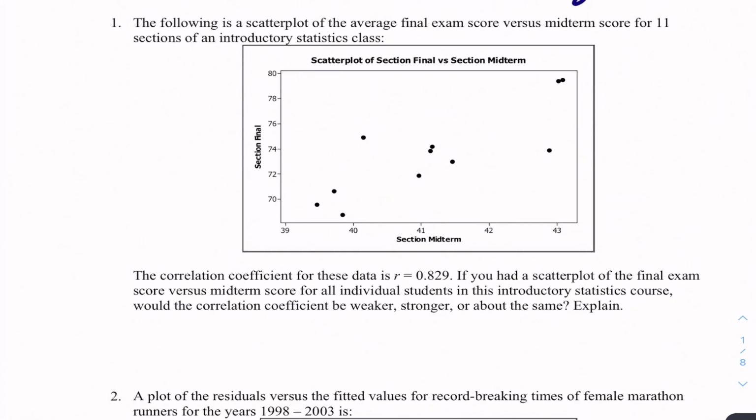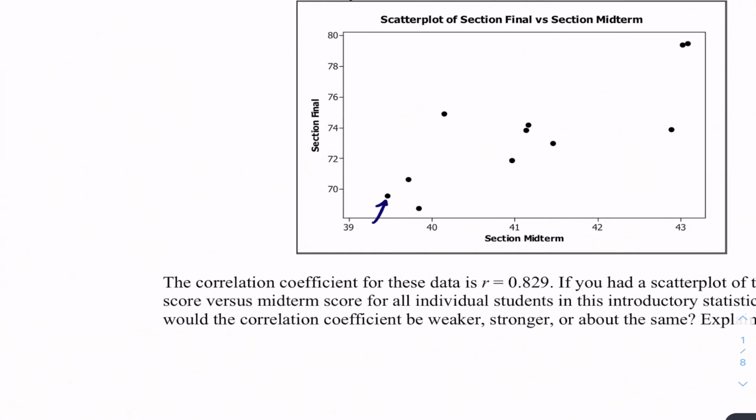Number 1, the following is a scatter plot of the average final exam versus midterm scores for 11 sections of an introductory statistics class. Once you see average, I want you to think this is a compilation of every student that's in the room, and then we just compute it as one score. So this number right here is saying the average final exam score given the section's midterm average was, let's say, between 39 and 40. And then what did they get overall as a class?